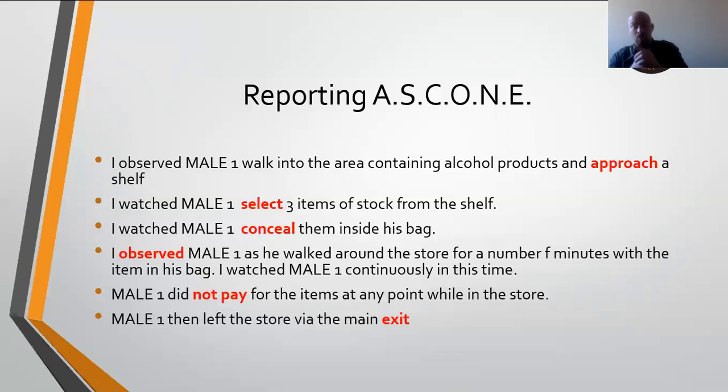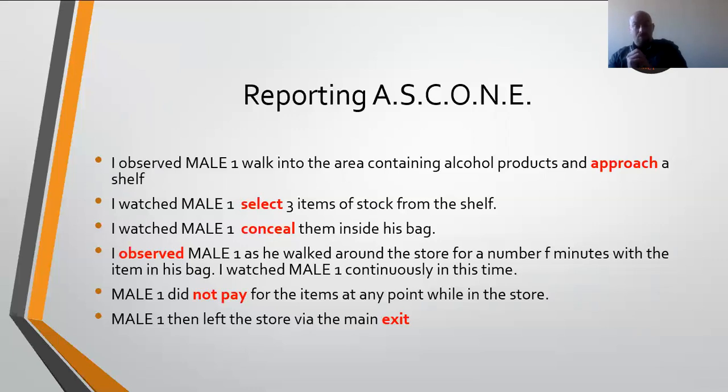I observed male 1 walk into the area containing alcohol products and approach a shelf. Now at this point, I will have given the description of male 1 beforehand. So I've seen him approach the shelf. I watched male 1 select 3 items of stock from the shelf, and I detailed what those items of stock were if I hadn't seen them at that point. I watched male 1 conceal them inside his bag. If you can get more detail, fantastic. For example, I watched male 1 use his left hand to put 3 bottles of Powers whiskey into his bag.